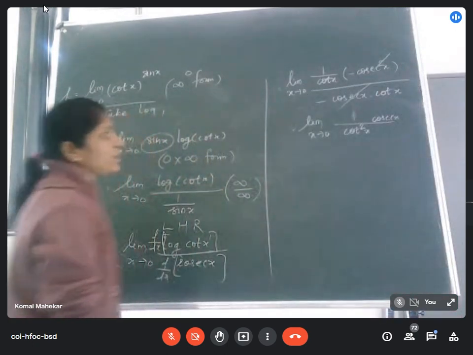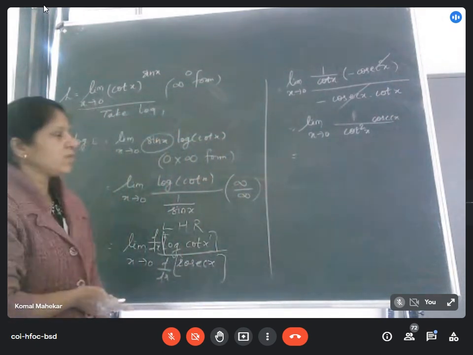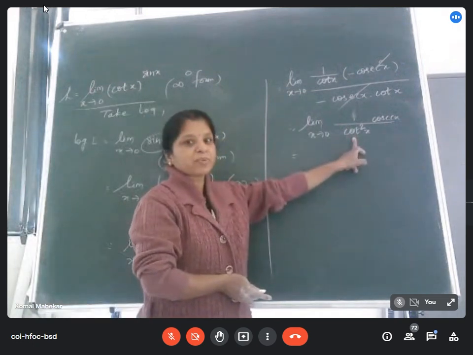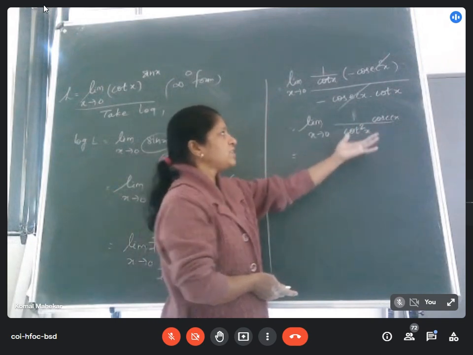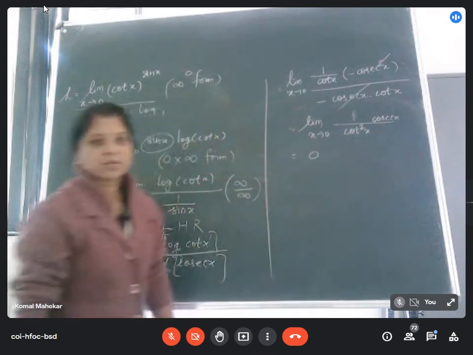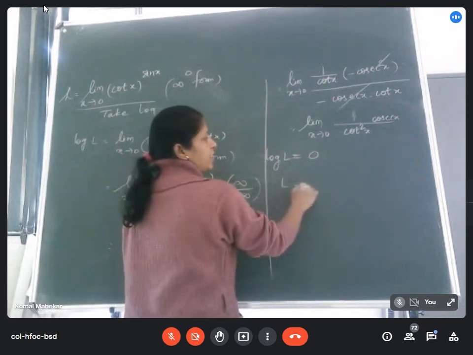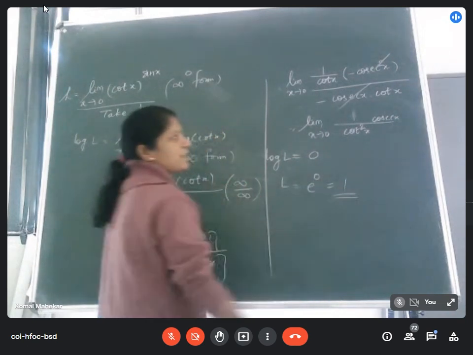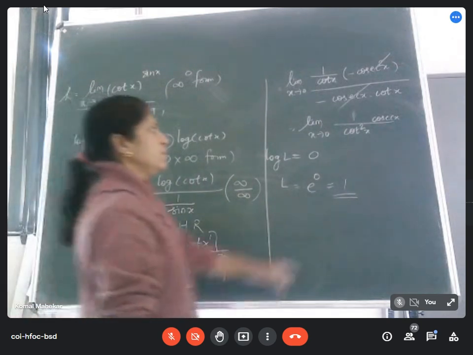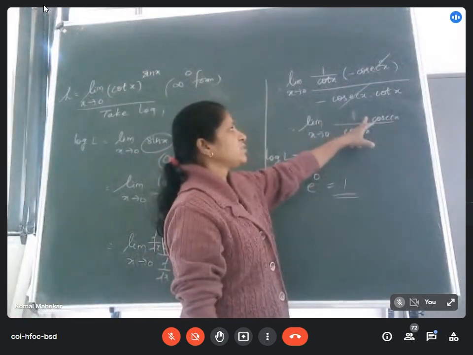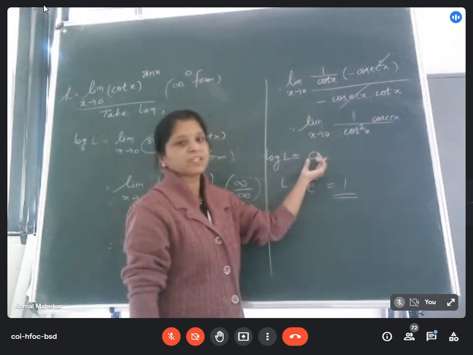So in the numerator there is cosec x divided by cot square x, and if you put the value x equal to 0, 1 by cot square is nothing but tan square multiplied by cosec, that is sin. So if you put x equal to 0 in that, we get the limit equal to 0 on the right hand side. So log of L is equal to 0, so L will be e raised to 0 and that is 1. So the answer is 1 here.